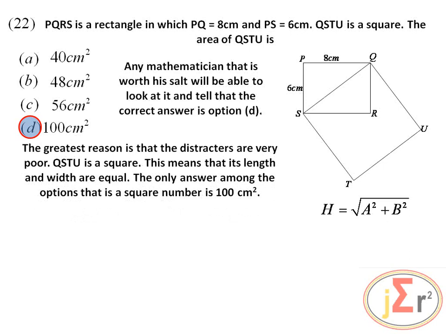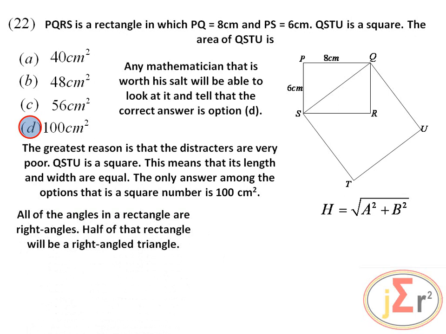QSTU is a square. This means that its length and width are equal. The only answer among the options that is a square number is 100 centimeters squared. So we know that QSTU is a square. Therefore, in finding the area, we must square the length of one side. Looking over here, we realize that 100 is the only square number. Therefore, it is the only possible answer.